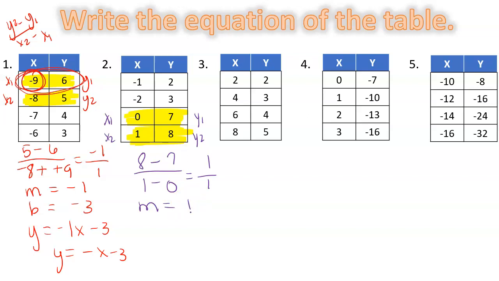Now, on this one, I lucked out. I have an x that's equal to 0. So the point 0, 7 is my y-intercept. So that means my y-intercept is 7. Then I just plug in: y equals 1x plus 7 would be the equation of my table. All right, let's do number 3 together, and then I'm going to have you try 4 and 5.